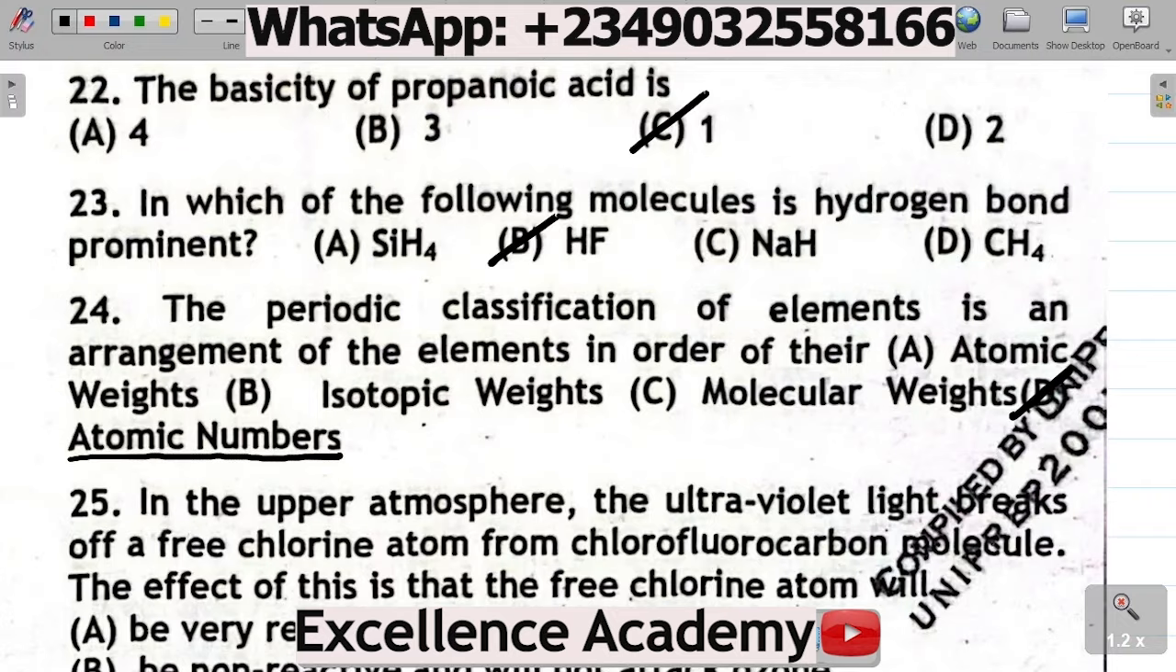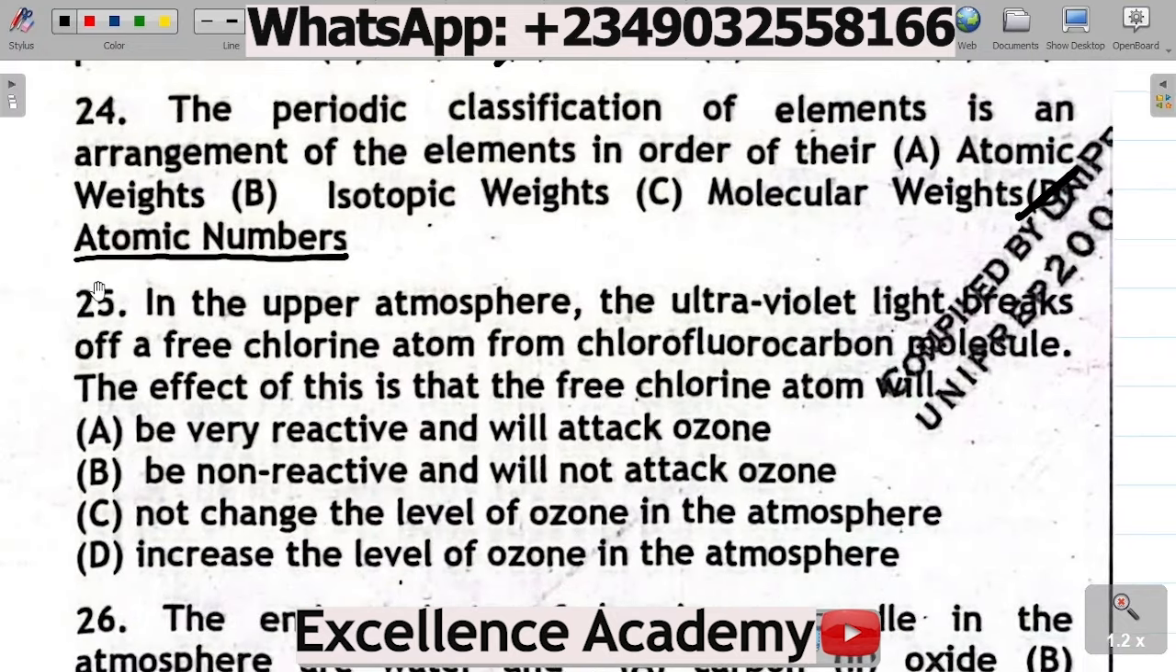That's the correct answer. Question 25. 25 says, in the upper atmosphere, the ultraviolet light breaks off a free chlorine atom from chlorofluorocarbon molecule. The effect of this is that the free chlorine atom will A, be very reactive and will attack ozone. B, be non-reactive and will not attack ozone. C, not change the level of ozone in the atmosphere. D, increase the level of ozone in the atmosphere.